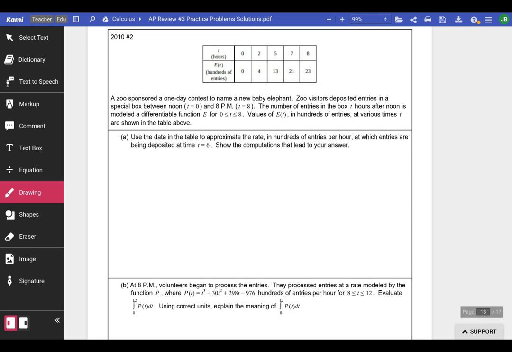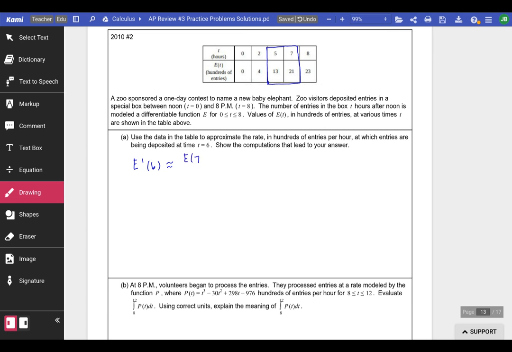The first question says to use the data in the table to approximate the rate at which entries are being deposited at time t equals 6. The rate at a specific point in time represents the derivative. Because we don't have a function, we're going to use average rate of change, or the slope, to estimate that. So we'll take the closest interval around time t equals 6 and use that for our data.